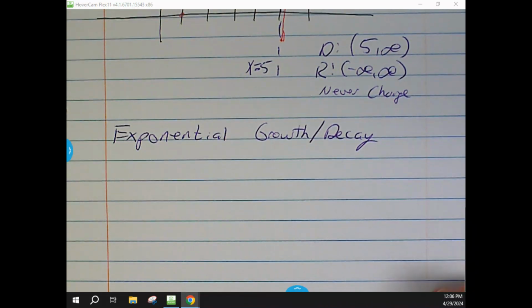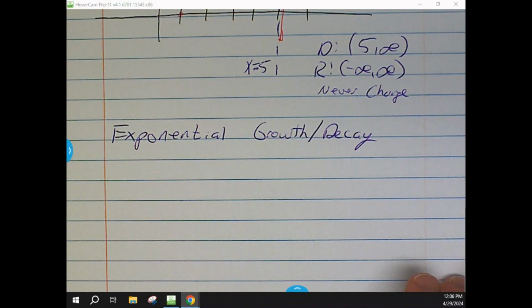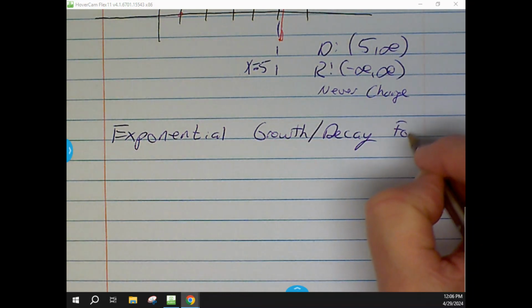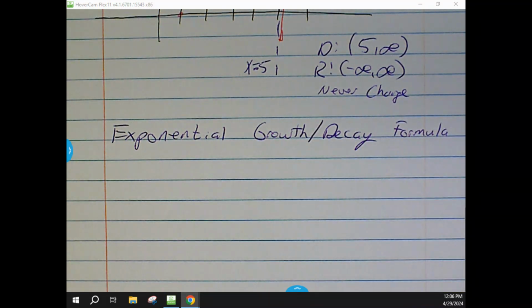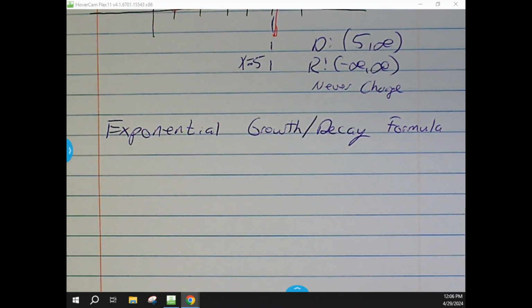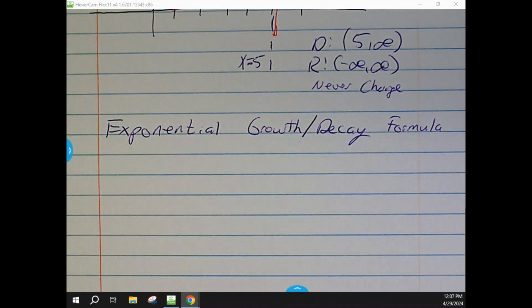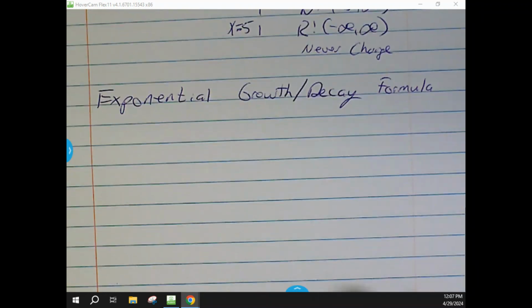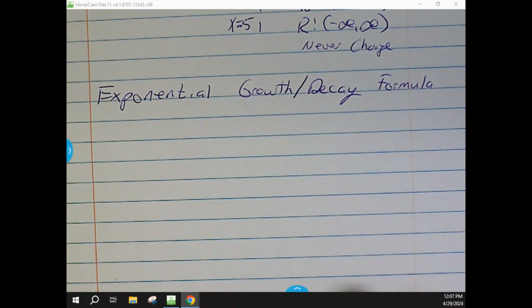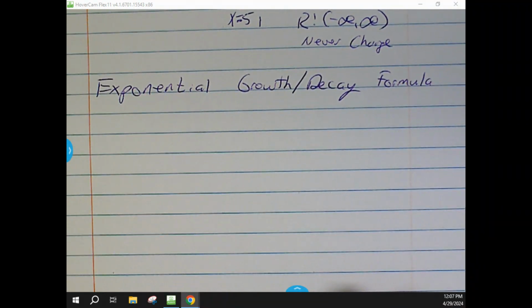Okay, so if I ask you to do the exponential growth or decay formula, you can use this for all kinds of stuff. Most of the time it's talking about money. They may throw in mold spores, or they may throw in some other stuff. Anyway, if they talk about exponential growth or decay, this is what we're looking at.